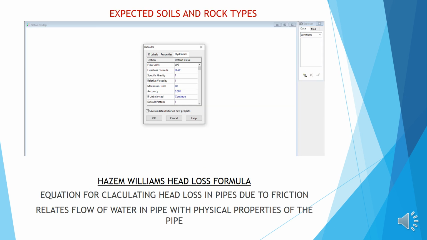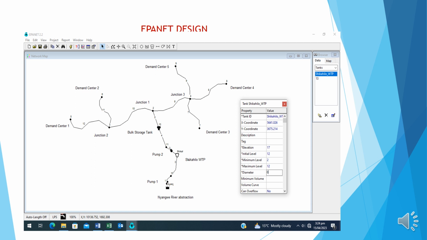We have used the Hazen-Williams head loss formula, which is an equation for calculating head loss in pipes due to friction, and this equation relates flow of water in pipe with physical properties of the pipe. Then the Ethernet design is as follows, where using the given dimensions, the links, which actually represent the pipes, were mapped as per and the nodes were also mapped representing the various towns.